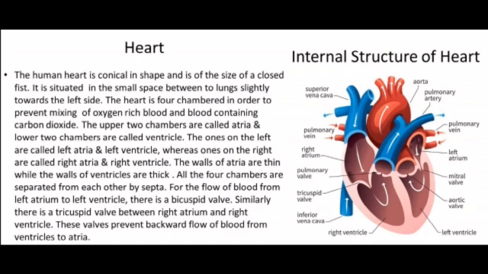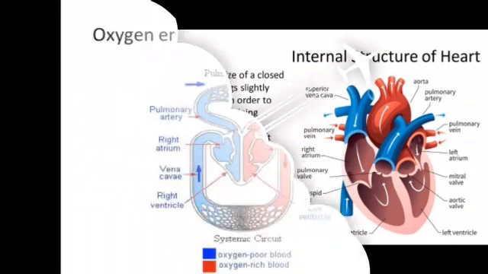For the flow of blood from left atrium to left ventricle, there is a bicuspid valve. Similarly, there is a tricuspid valve between the right atrium and right ventricle. These valves prevent backward flow of blood from ventricles to atria.